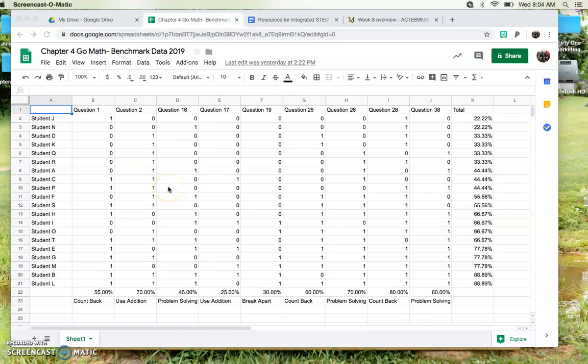I've never done anything like this with my benchmark data, so I felt like it was very useful for me as a teacher and surprisingly easy. I'm not an Excel pro or a spreadsheet pro of any kind, so I really didn't have much trouble after watching the tutorials. It's something I could definitely replicate and use again.